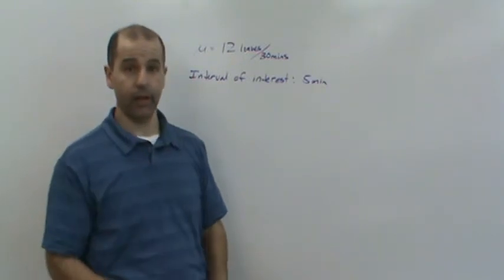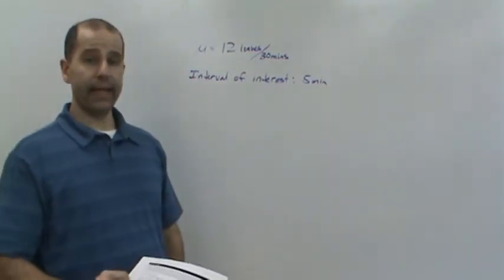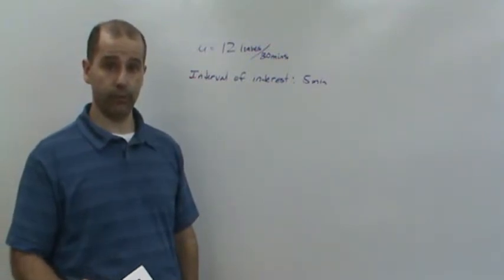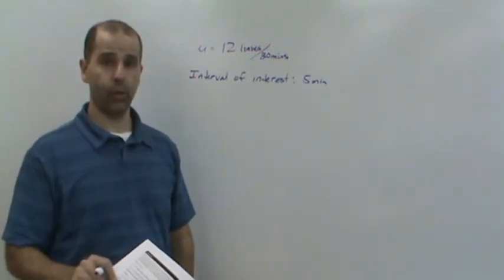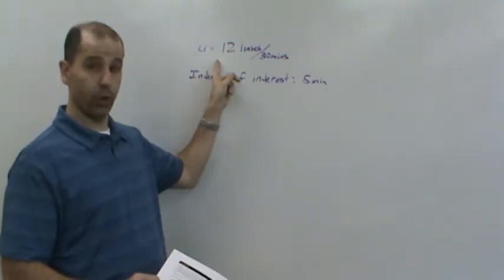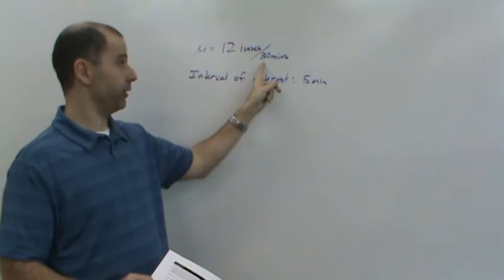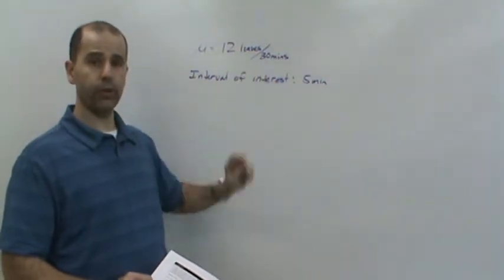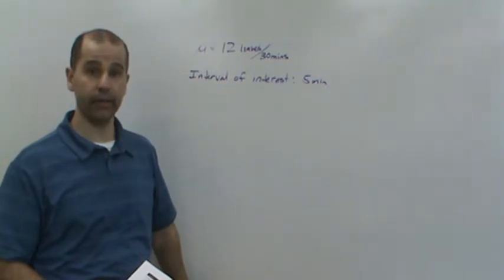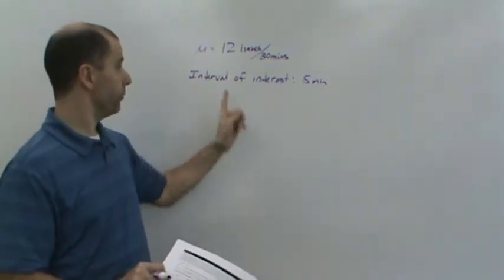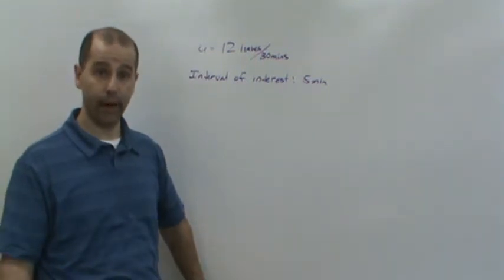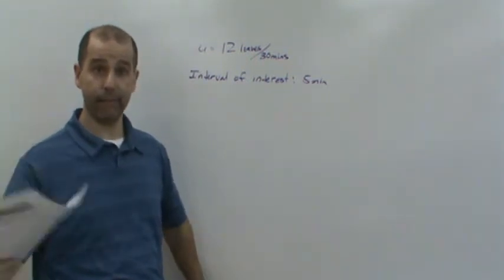So let's think about this. What is the average number of loaves put on the shelf in 5 minutes? Well, what do we know? We know the average number of loaves for every 30 minutes. So what do you think the average number of loaves would be put on there in 5 minutes? Well, all we have to do is find the rate per minute and multiply by what? 5. That's it.